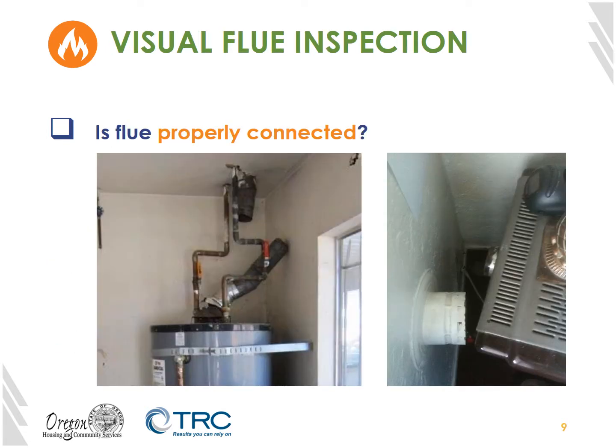In addition to carbon monoxide, we also need to perform visual inspections, starting with a visual flue inspection. So we can ask ourselves, is the flue properly connected? If we look at the image on the left, we can see pretty clearly that it's not connected. It's leaning against the wall. So if we turn that water heater on, or if it's on already, the flue gases are definitely not going to be going up the flue. They're just going to be coming out into the room, which could be dangerous.